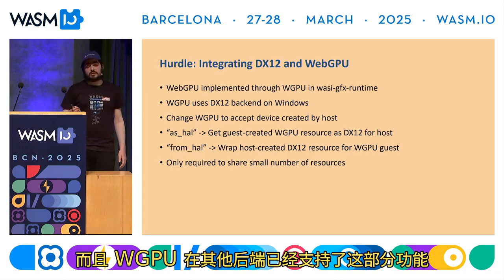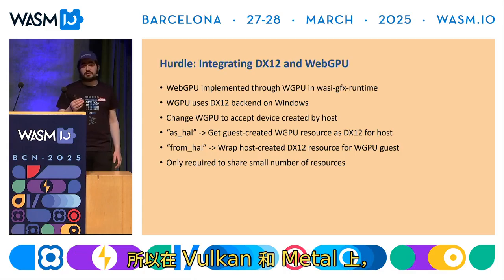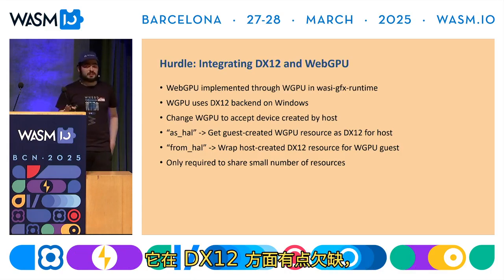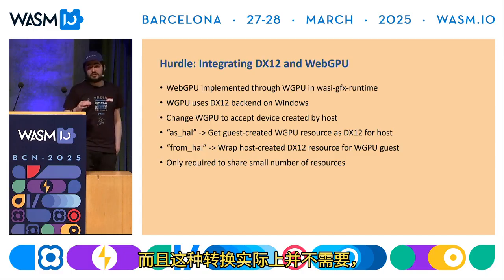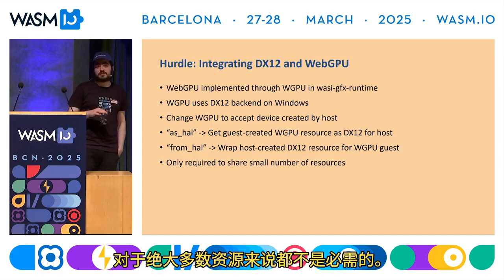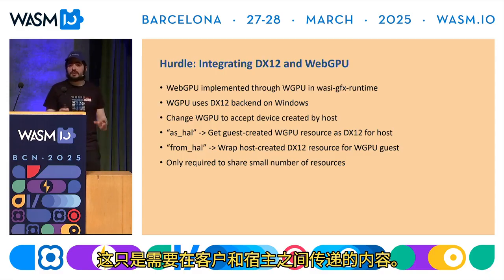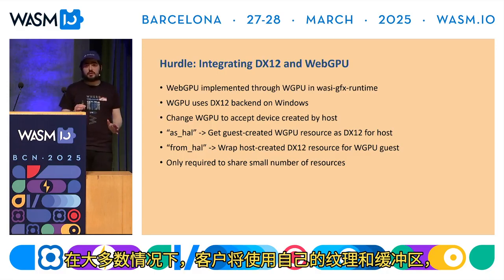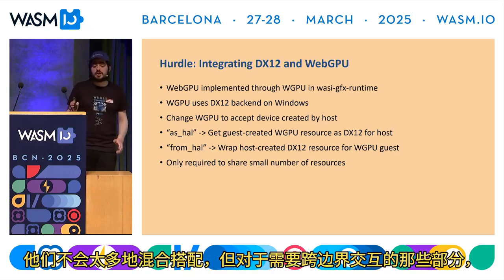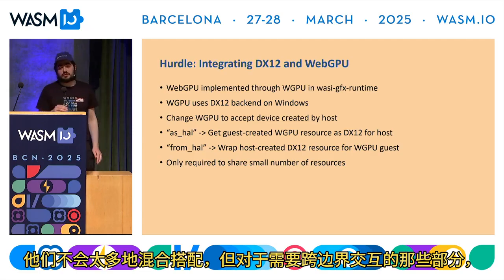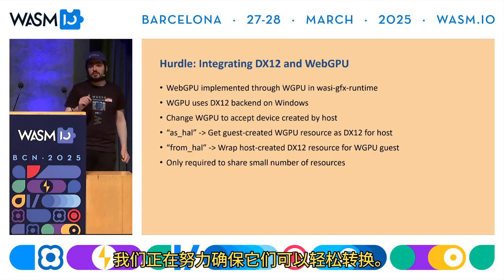And wgpu actually supports a lot of this on other backends already. On Vulkan and Metal, it has support for most of this. It's a little bit lacking on DX12, so we're actively working on filling that gap. And this conversion is not necessary for the vast majority of resources. It's only the things that have to be passed between the guest and the host. For the most part, the guest is going to use its own textures and its own buffers, and the same goes for the host. They're not going to mix and match too much. But for the ones that do have to go across the boundary, we're working on making sure that they can be converted easily.